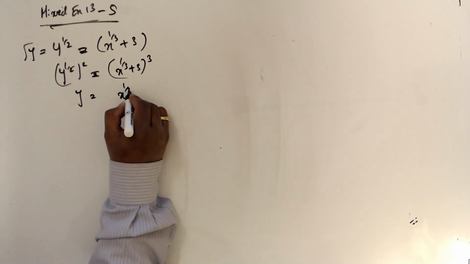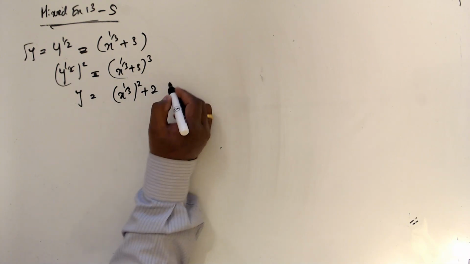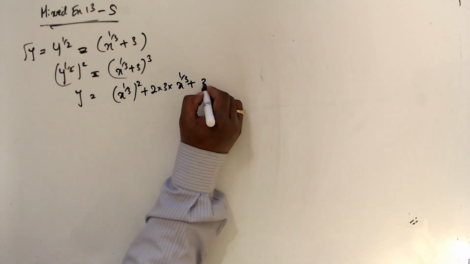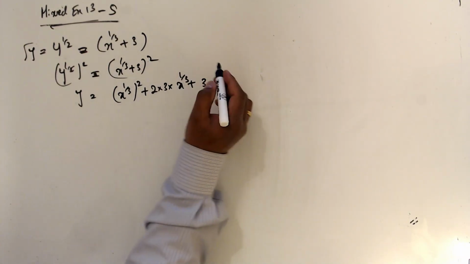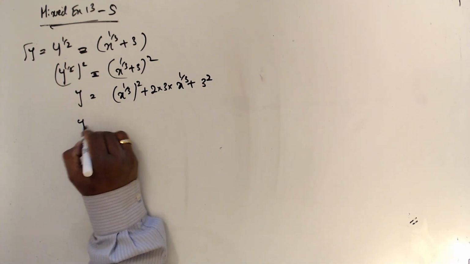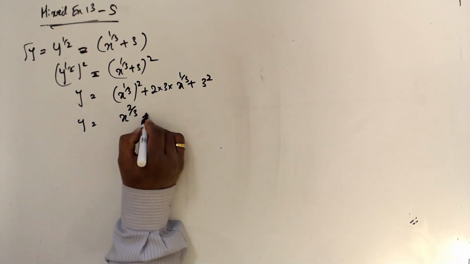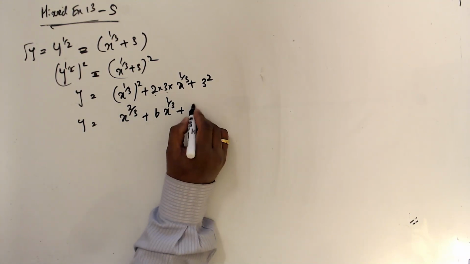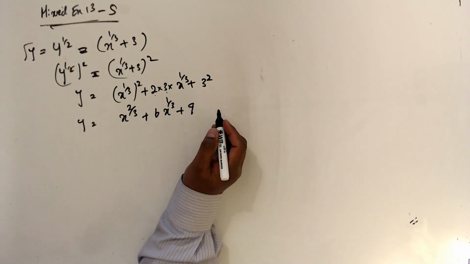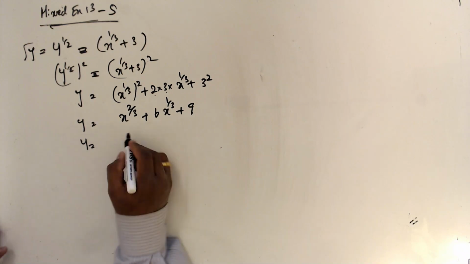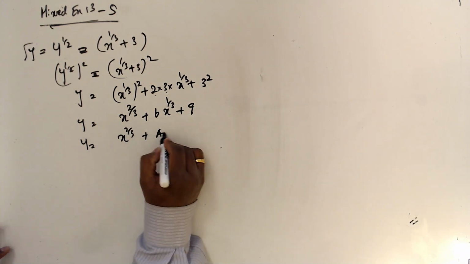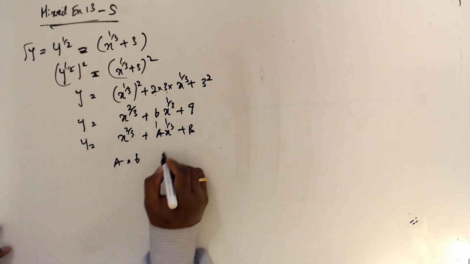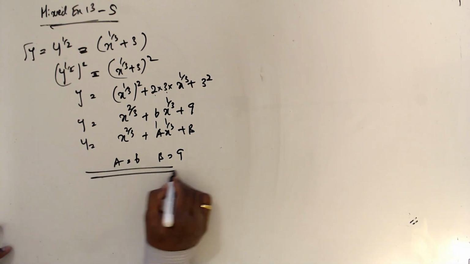This is x^(1/3) squared plus 2 times 3 times x^(1/3) plus 3 squared. So this equals x^(2/3) plus 2 times 3, 6, x^(1/3) plus 9. Then y equals x^(2/3), a x^(1/3) plus b. Now a equals 6 and b equals 9.